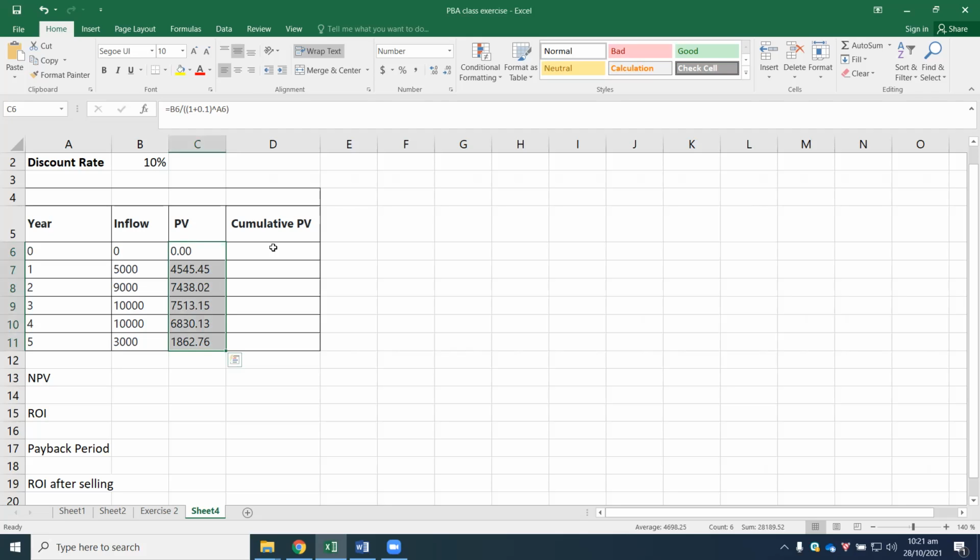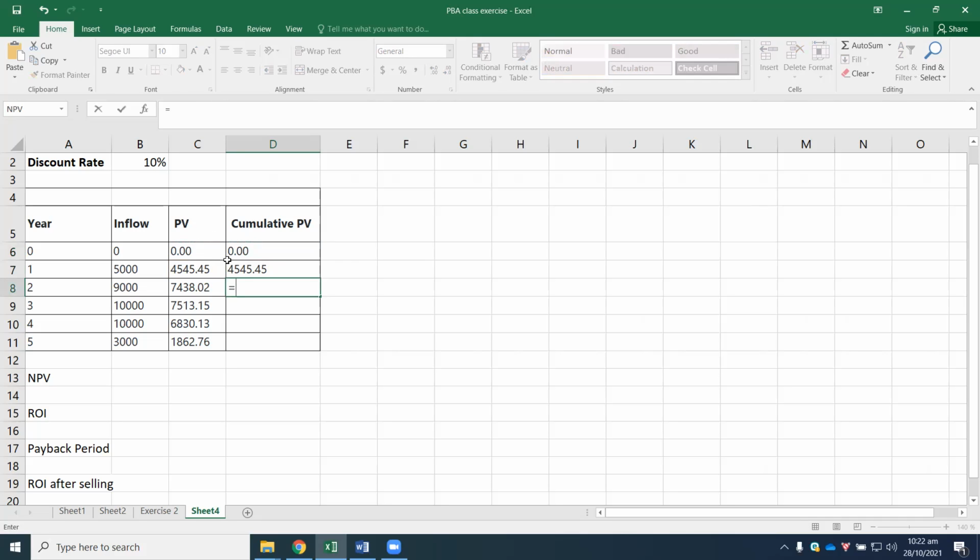To find the cumulative value, this is pretty simple, right? What you have to do is add the present value to the previous cumulative present value. For year zero, we do not have a previous cumulative present value, so we'll just take the present value. That gives you a value of zero. Next up, for year one, the previous cumulative present value plus the present value gives you the answer as such.